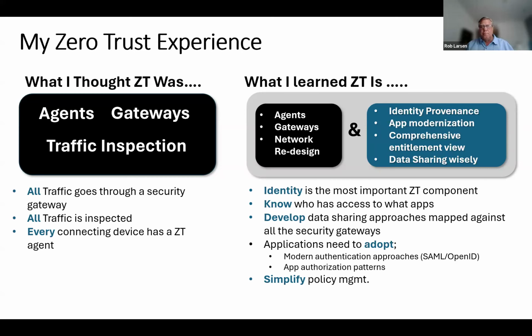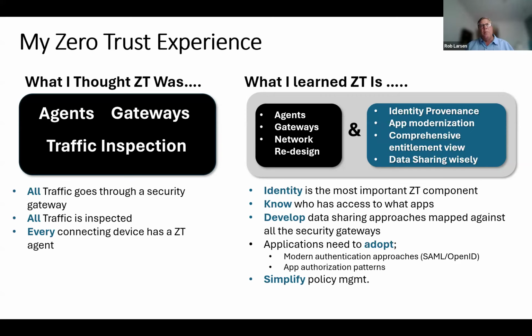That's what I thought. But here's what I learned. Yes, there's going to be agents and gateways and some network redesign, but there's also going to be identity provenance, which is, hey, that original and authentic identity. You're going to need to go through an app modernization game plan so that you can adopt things like MFA. You want to create a comprehensive user entitlement view, which says, from a GM perspective or Johnson and Johnson or any company that you work for, you really know what individual has access to what resources across the environment.